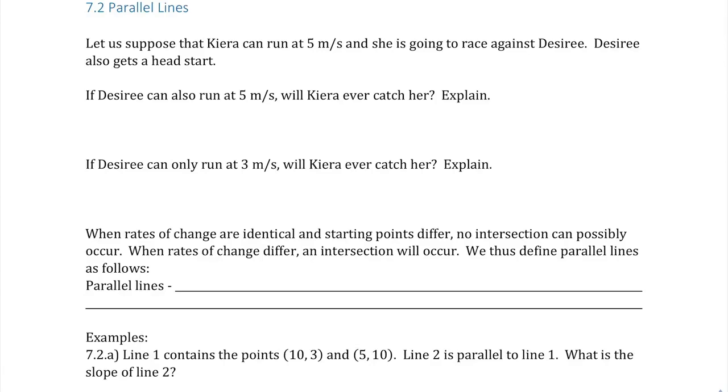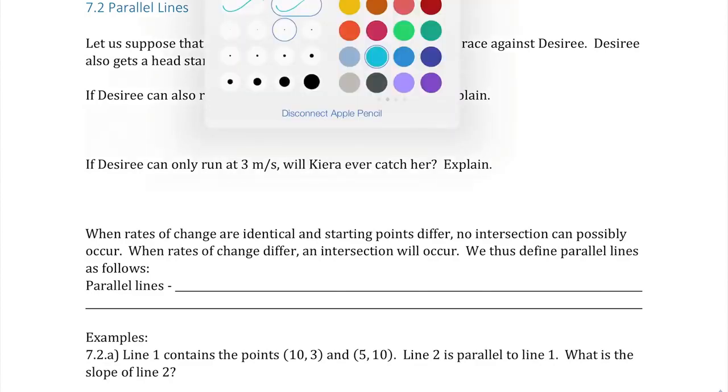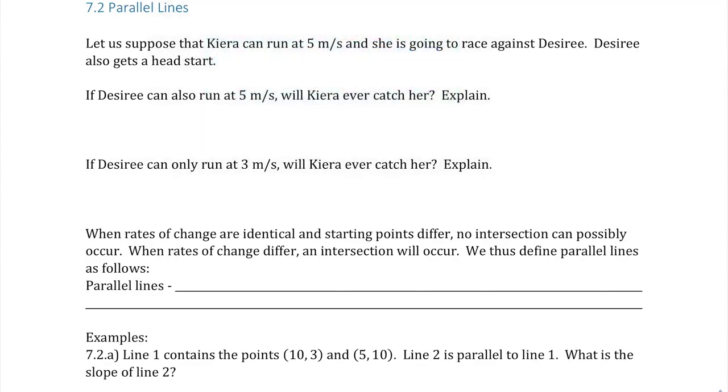What up, people? We're going to talk about parallel lines today. And we're going to start off with an example. Let's suppose that Kira can run at 5 meters a second, and she's going to race against Desiree. Desiree also gets a head start. If Desiree can also run at 5 meters per second, will Kira ever catch her? Explain. No, she will not. Why not, you say?